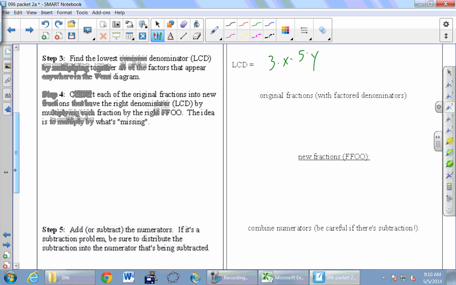So we're going to write our original fractions, but factor denominators. So what was the first one? 1 over 3x. It's already factored, so nothing to do there. And then the other fraction was 3 over 5y. And it was already factored, so that's nothing else to do there. But now we got to multiply by foo-foos. You got to make these denominators the right denominator, which is sitting there in green.